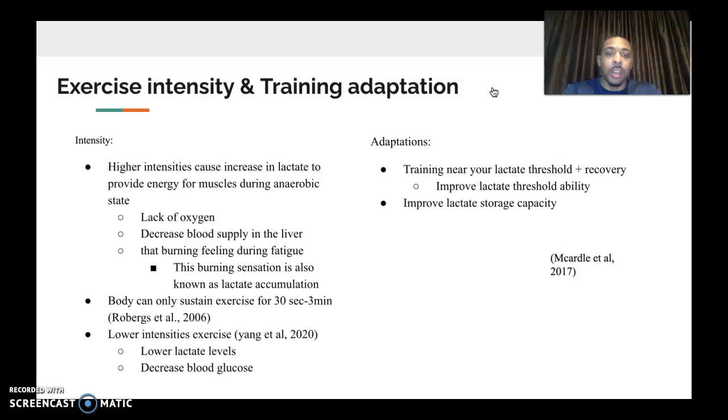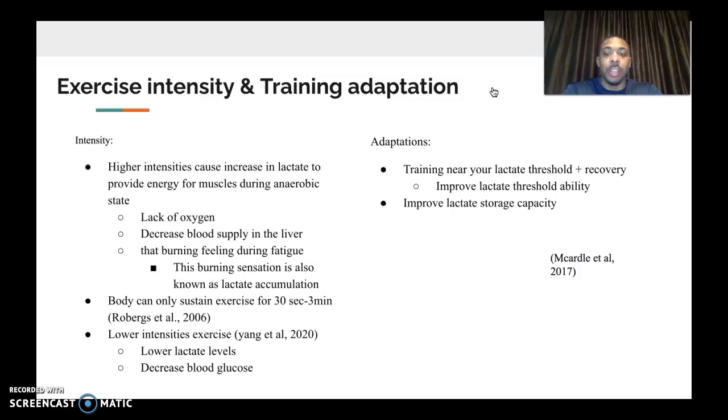But what this does in the body is cause a lack of oxygen, because you're not getting enough oxygen within the body to create an aerobic state. It decreases blood supply in the liver, and it also causes a burning sensation, which is due to the hydrogen proton atoms, when there are too many that go into your bloodstream. This is also known as lactate accumulation, which I'll go into a little bit later as well. And in this phase, your body can only sustain about 30 seconds to 3 minutes of exercise before it needs a break, according to Roberts et al., 2006.